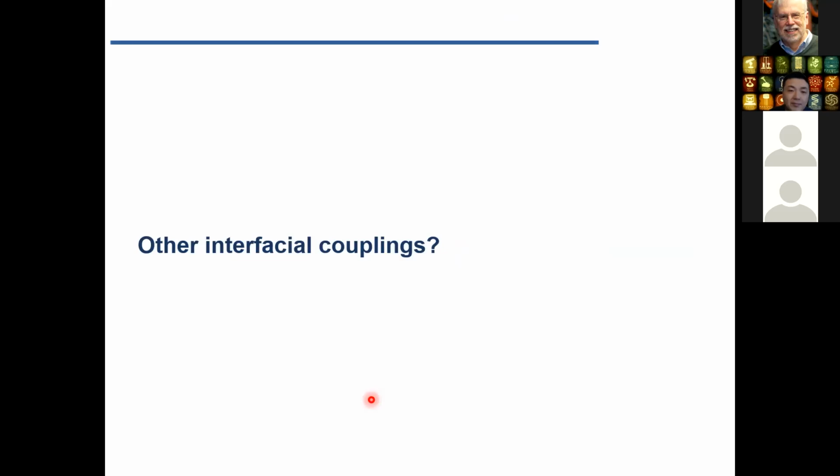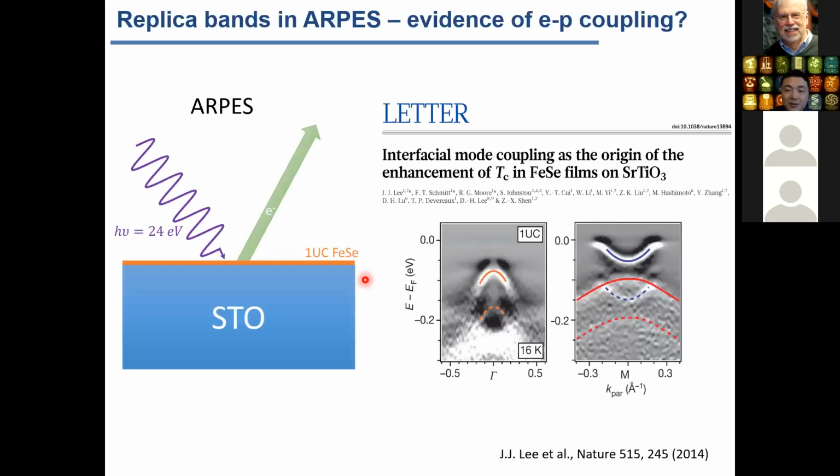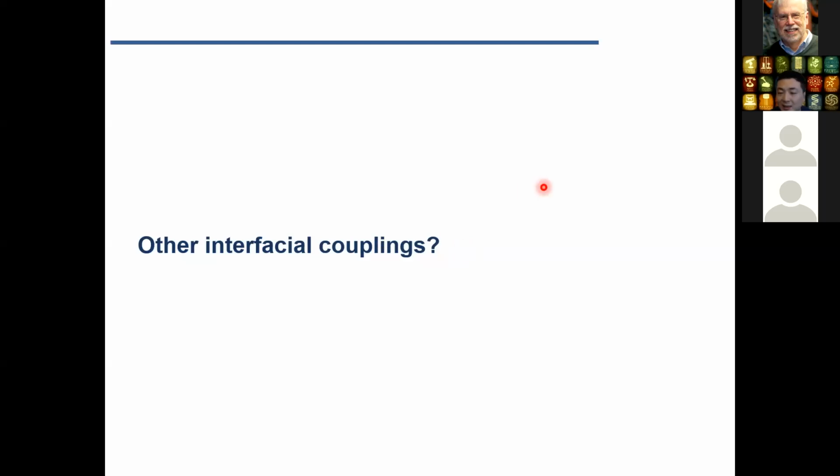So now I have about 10 minutes left. I'll use the last 10 minutes to talk about the third coupling type that further pushes the TC to the highest. As I said earlier, right now it's not clear what exactly this coupling is, but we do have some evidence. By the way, any questions for the second part before I move to the third part?